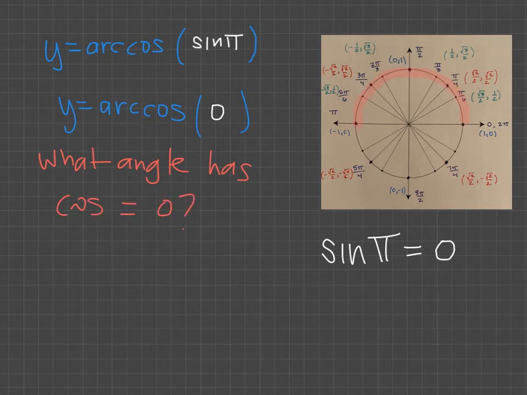Looking at our unit circle, we want to find the angle that has an x-coordinate equal to 0, because that's the cosine. Well, that is pi over 2. So y equal to arc cosine of 0 is equal to pi over 2, and that is because the cosine of pi over 2 is equal to 0.